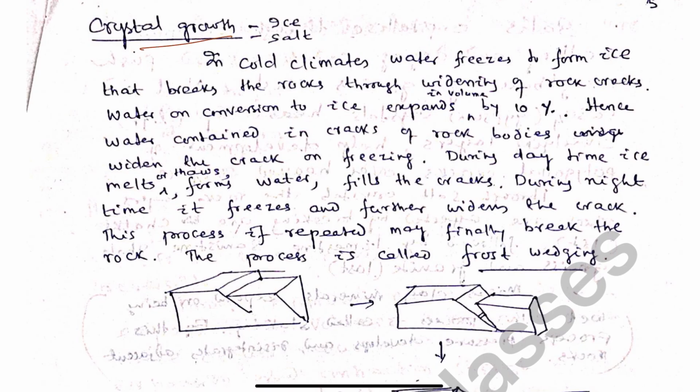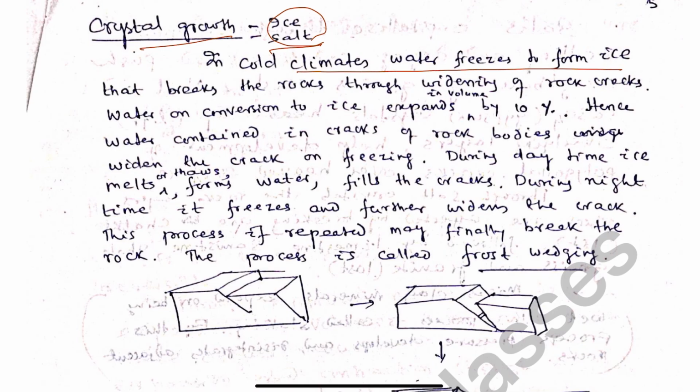Then let us discuss what crystal growth is. Crystals may be ice crystals or salt crystals. Ice crystals play a role in cold countries and salt crystals play a role in arid climatic conditions, so that the rocks break under the influence of the formation of these crystals.